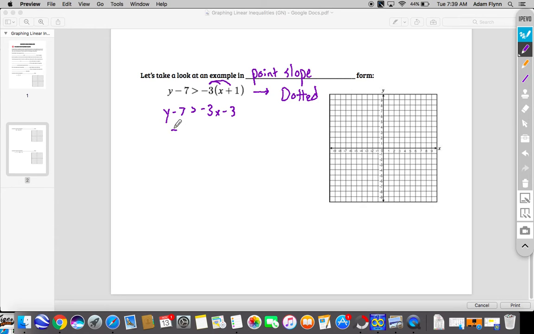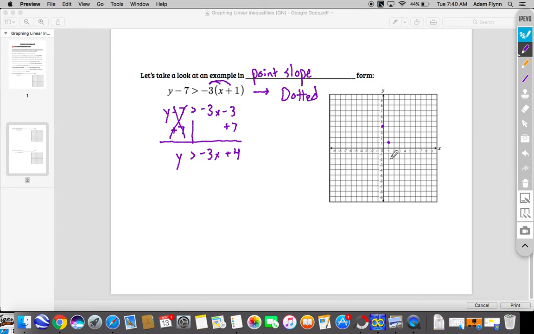So I'll add 7 to both sides. When I do that, negative 7 plus 7 cancels. So I get y is greater than negative 3x, and negative 3 plus 7 is going to be a positive 4. Okay, it is in slope intercept form now. Went from point slope to slope intercept, so I'll start at plus 4. And from there I'll go down 3 to the right 1.